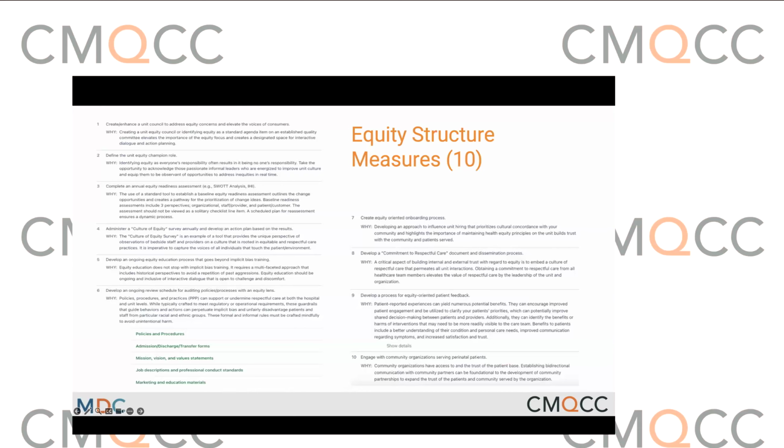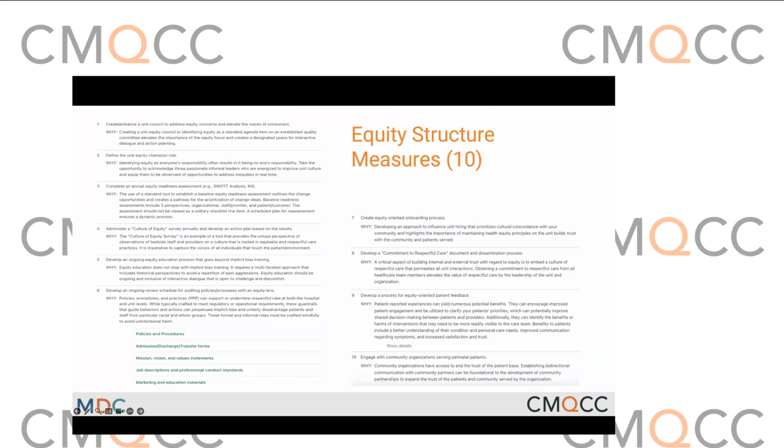So there are 10 equity structure measures, and I don't expect you to be able to read these structure measures, and that wasn't my intention, but it was just basically to show you what it looks like. Each structure measure is laid out with a specific goal in mind, and below that you can see there's a why. The why is provided so in case you are engaging in conversations with stakeholders, administration, or staff, and you want to offer support as to why implementing that specific structure measure is important, it gives you a talking point.